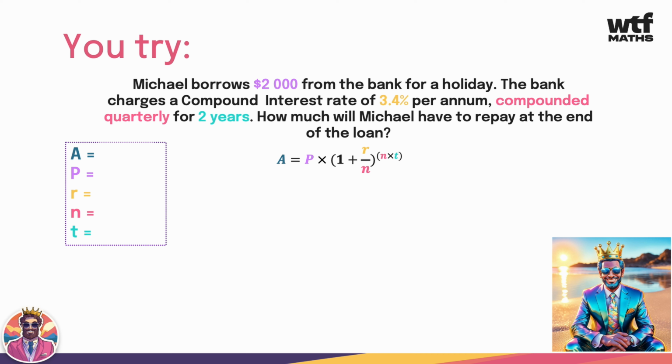Okie dokie, hopefully you've given it a go. Let's see how it turned out. So first of all, again, we don't know the amount, but we do know the principal is $2,000. We know the rate is 0.034. We know that this is going to be 4 times a year because if something happens quarterly, think of a quarter of a chicken from your favorite restaurant. It's chopped into 4 pieces. So quarterly means 4. And time was 2 years.